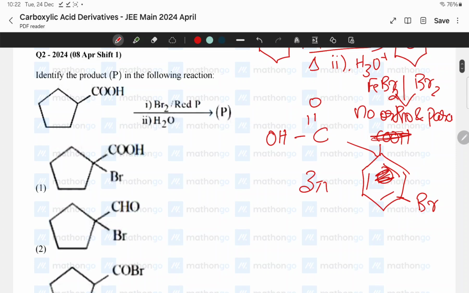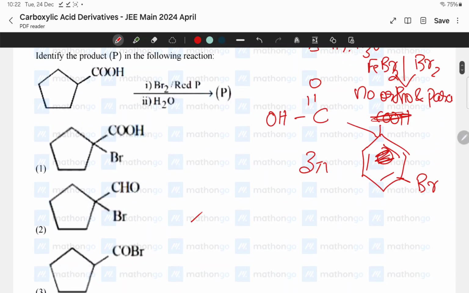Now identify product P in the following reaction. Bromine with red phosphorus. Which reaction is that? Bromine about HVZ reaction. Everyone please be careful. Is it HVZ reaction? Yes. This is the Hell-Volhard-Zelensky reaction, HVZ reaction. So HVZ reaction requires an alpha hydrogen.